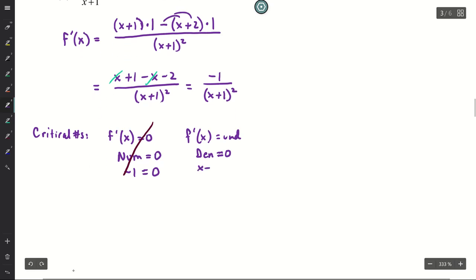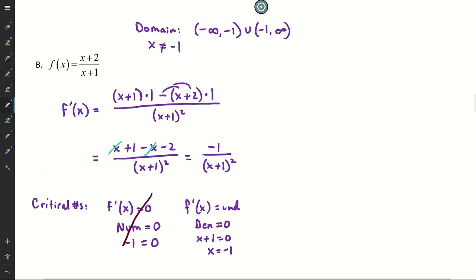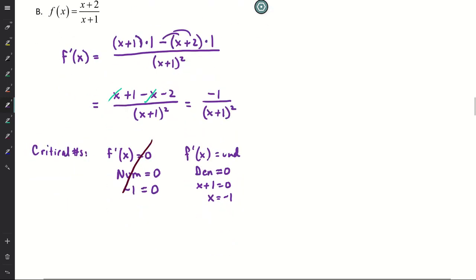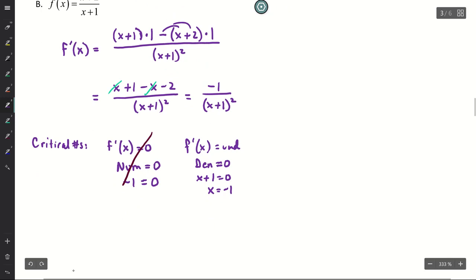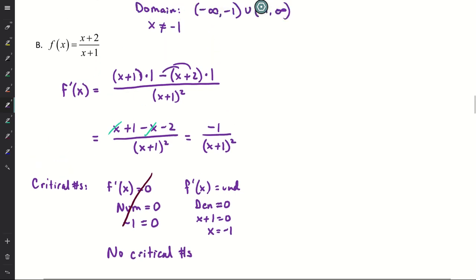So that would be x plus 1 equal to 0. That would give me x is negative 1. Now, to be a critical number, you have to be in the domain of the function. And notice that we said that negative 1 was the one thing that x couldn't equal. And so on this, we would say no critical numbers, because that x equals negative 1 is not in the domain.